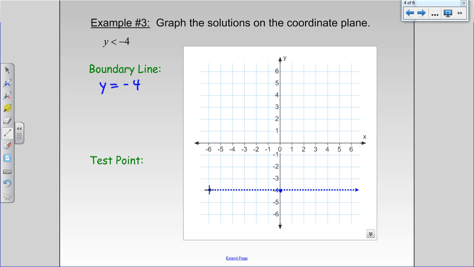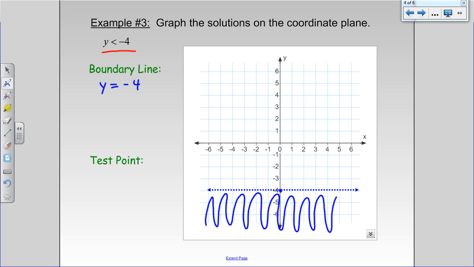In this case, a test point really isn't even necessary because we know that we're looking for all the points where y is less than negative 4. So we can just shade below our horizontal line, knowing that all those points in that region are solutions of the inequality.